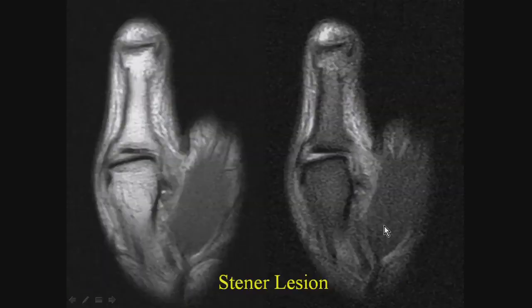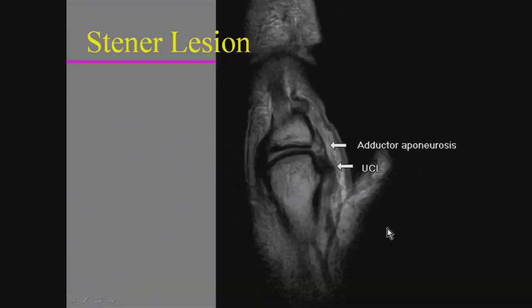Here's an example of a Stener lesion. We get a finding that some people refer to as a yo-yo on a string. So coronal intermediate weighted image without and with fat suppression. Here is the balled up, rolled up, torn ulnar collateral ligament, which is displaced superficial to the adductor aponeurosis. So there's the string. Here's the rolled up and balled up displaced ulnar collateral ligament.